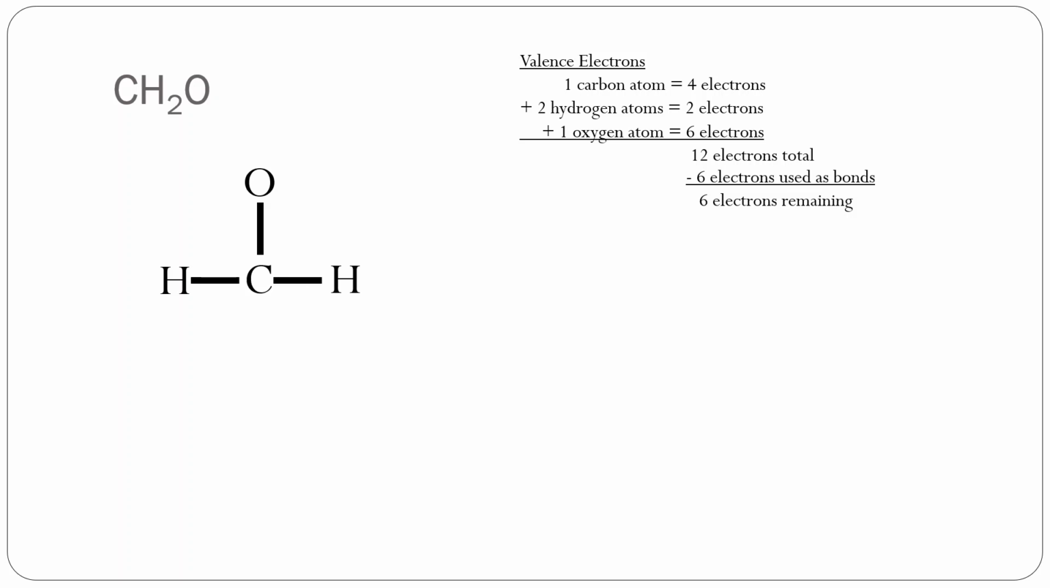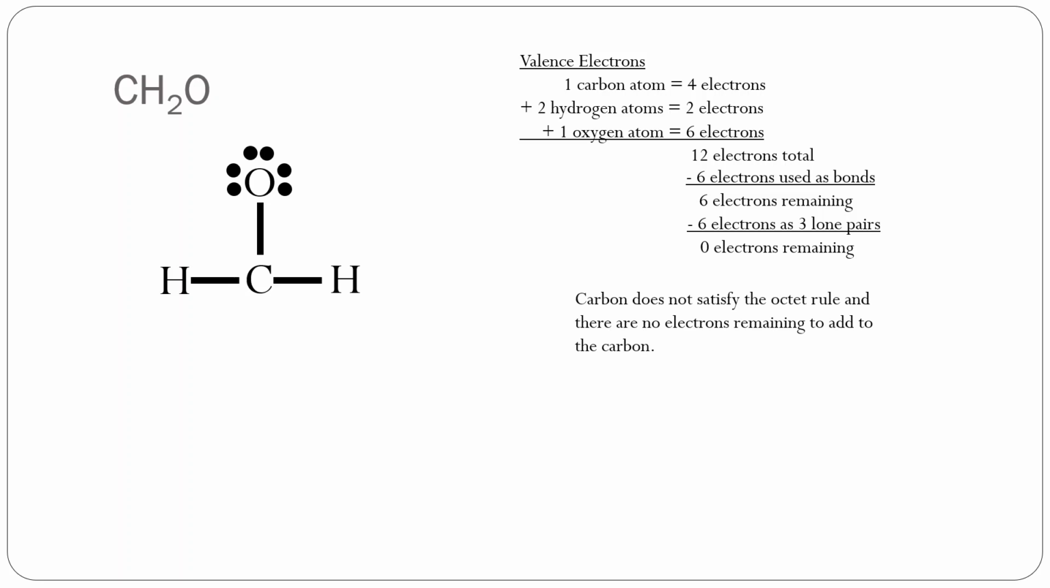We'll use those 6 electrons to satisfy the octet rule from the outside going in. Hydrogen is satisfying the duet rule. Notice that oxygen is forming 1 bond, so it needs 6 electrons to satisfy the octet rule. Using 6 electrons, we have 0 electrons remaining. Notice we have a little problem. Carbon does not satisfy the octet rule, and there are no electrons remaining to add to carbon.